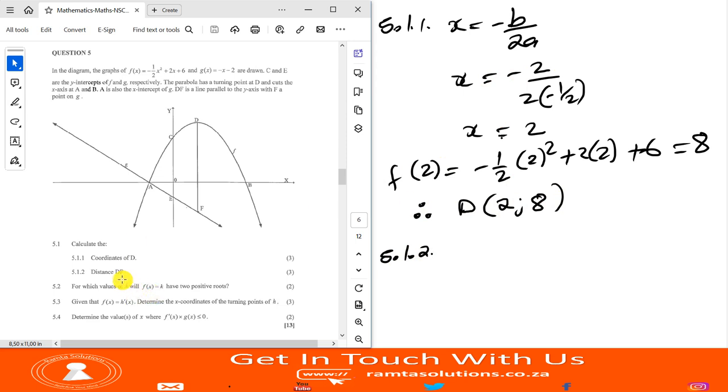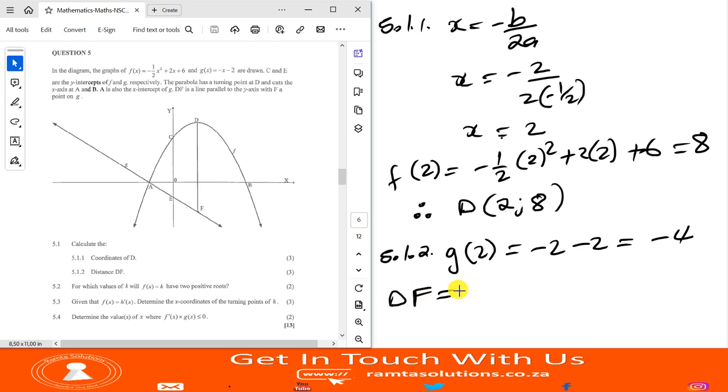5.1.2, determine or calculate the distance DF. Remember what I said to you. The x value of F at this point is the same x value of D. So we are looking for g of 2. On g of x, where we put positive 2, what is the y value? It's negative 4.